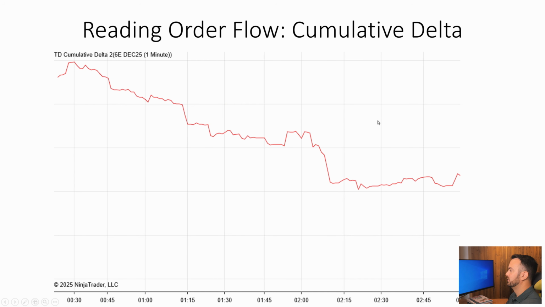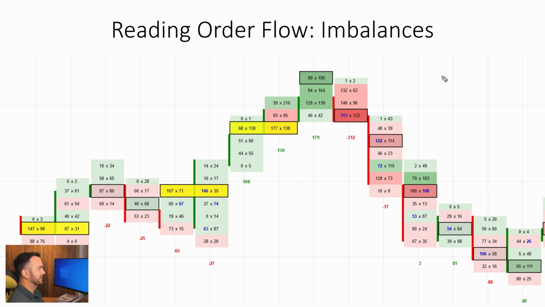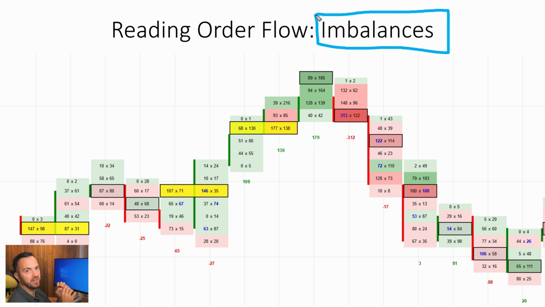Very handy feature. Now, another thing that's very important to keep track of are imbalances. An imbalance is when one side of the market is way stronger than the other. For example, buyers were way stronger than sellers, or sellers way stronger than buyers. The definition of way stronger is 3 times or more, right?